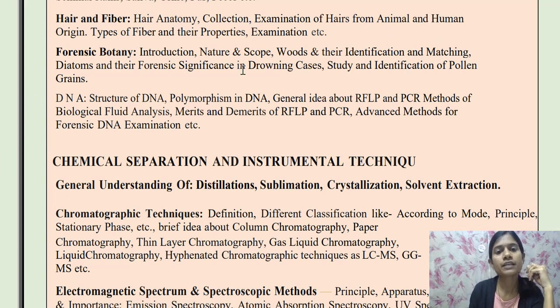Then diatoms and their forensic significance in drowning cases. Especially in case of drowning, the death happens because of submerging into the water. For example, a person was submerged or fell into the water, then death will happen because of water entering into the respiratory tract. In that case the person will die. The process is called drowning. So in case of drowning, we focus on the diatoms. You will learn in this diatom topic its main importance in drowning cases, how it will help, and what information we will get. And also study and identification of pollen grains.